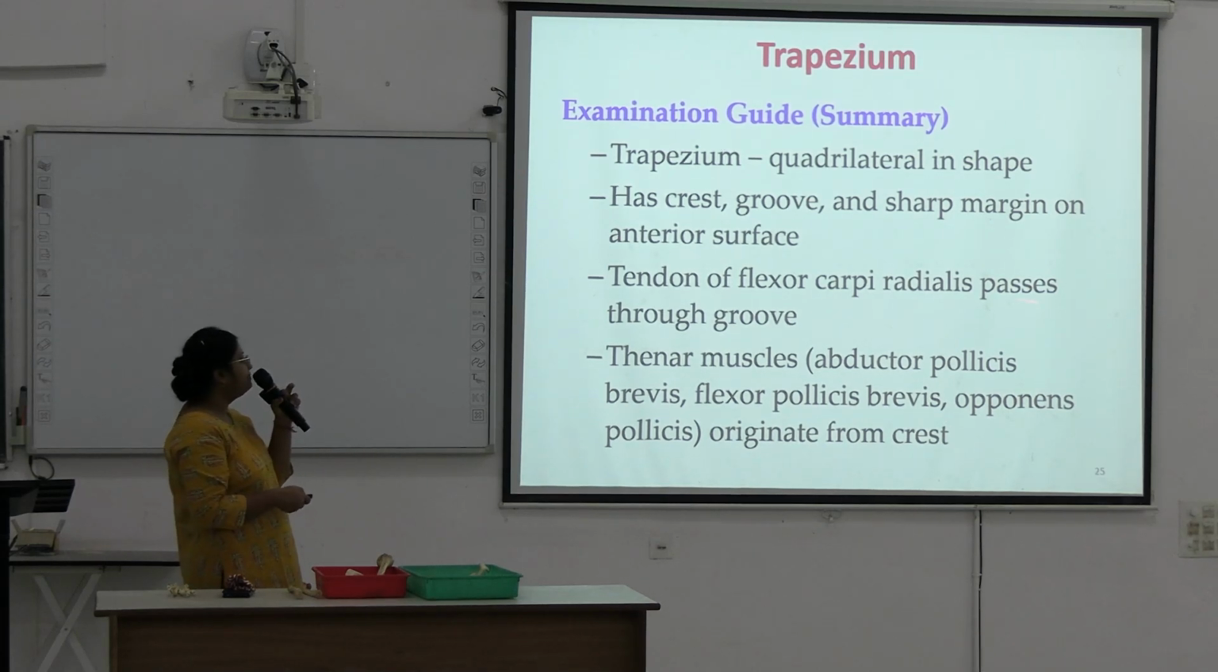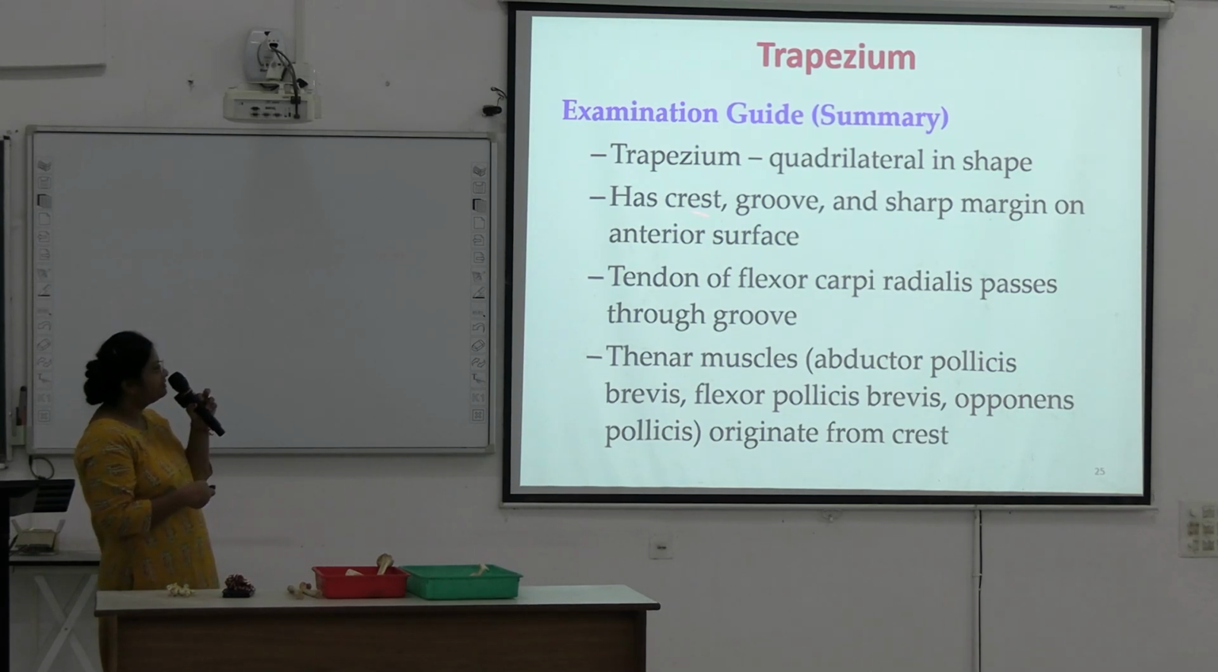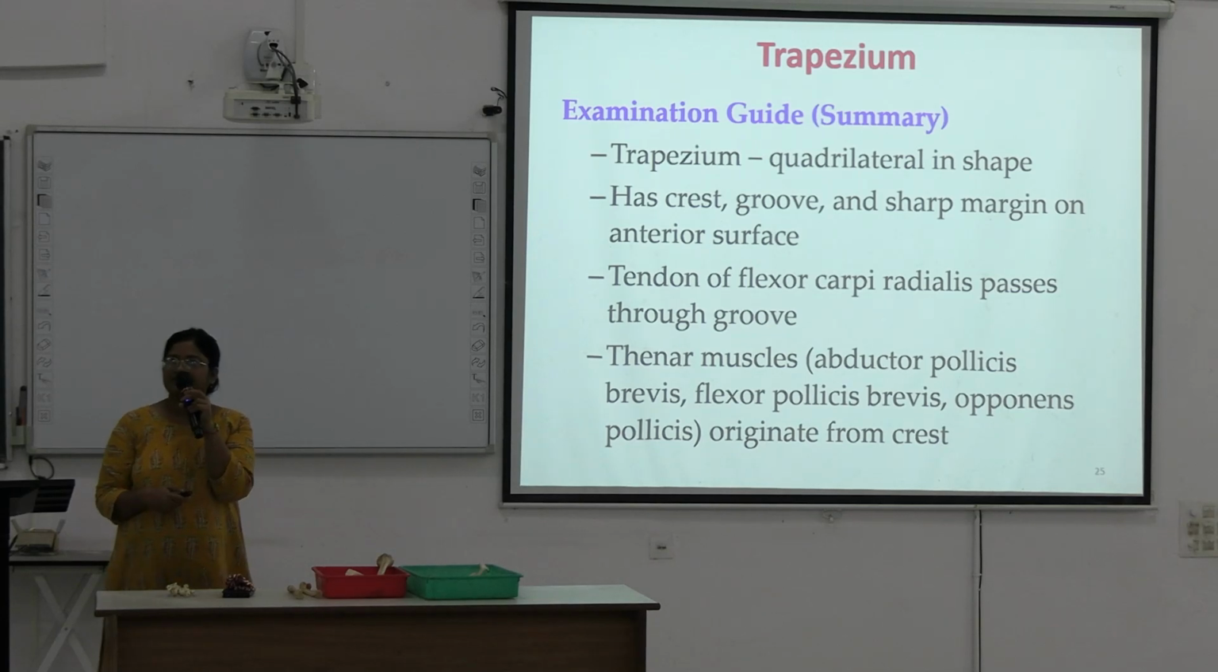Tendon of flexor carpi radialis passes through this groove. Okay, and thenar muscles, abductor pollicis brevis, flexor pollicis brevis, opponens pollicis originate from this crest of the trapezium. That's why this crest is important.